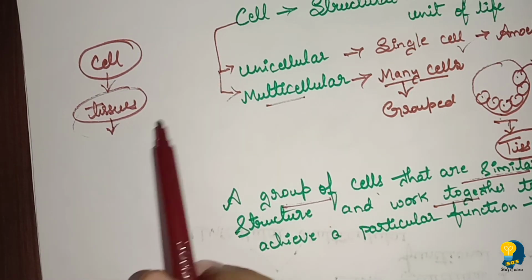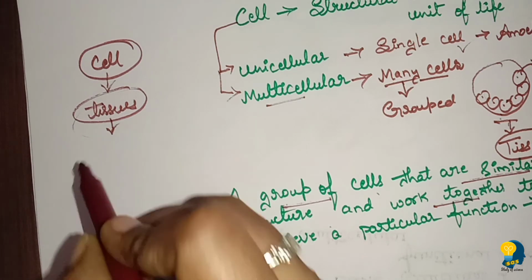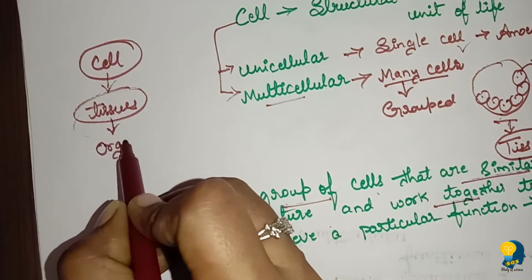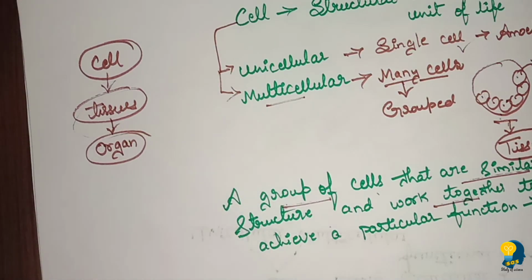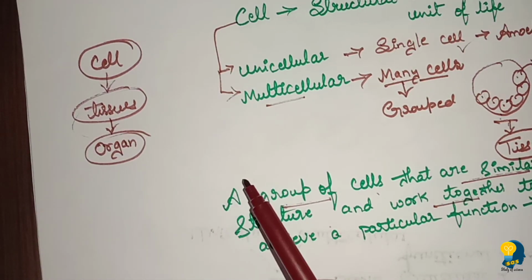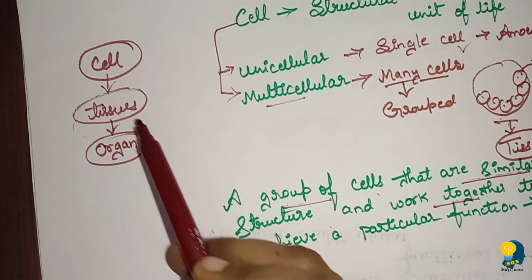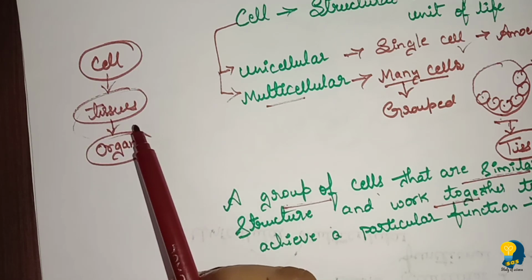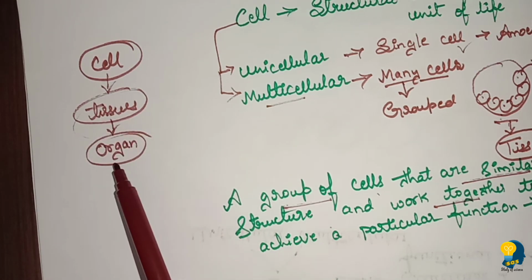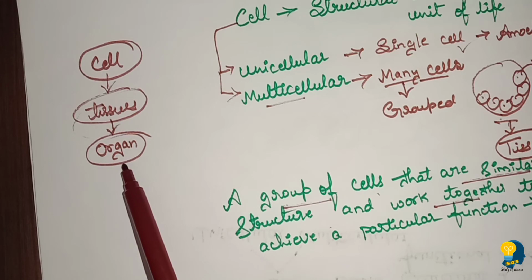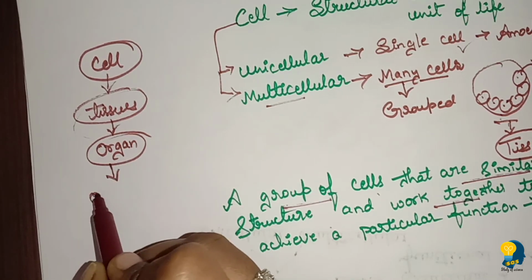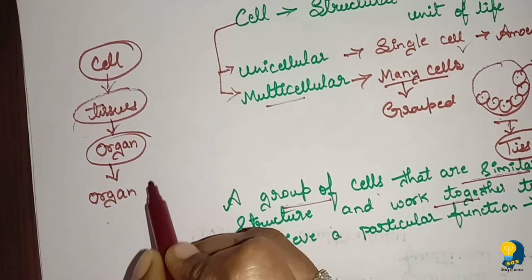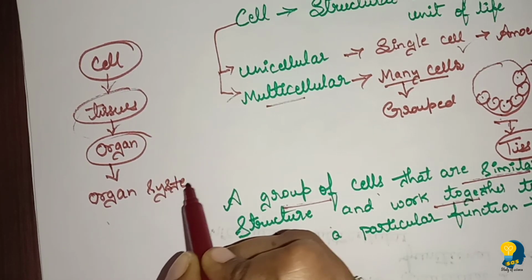Now, these tissues group together to form the organ. There are various organs in our body, right? There is the stomach, lungs, liver, intestine, and there is the brain. So there are so many organs in our body. The tissues group together to form an organ, and the organs group together to form the organ system.